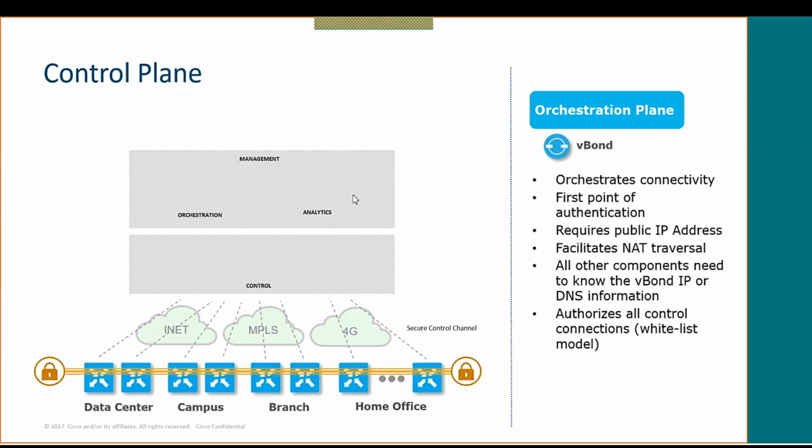I think this is the next point. We can see it here. It authorizes all control connections, and distributes lists of vSmart and vManage to all the vEdges. So authenticated devices will receive the information about available controllers. So the vBond orchestrator is the first point of authentication. Public IP, NAT IPs or private and public IPs are collected from other devices, and other components are configured with the vBond IP, and it authorizes the control connection. It's a whitelisted design, and distributes the controller information to authenticated devices.